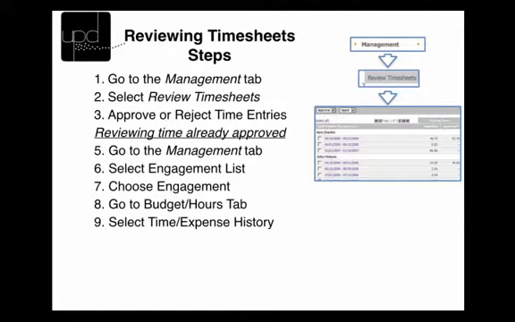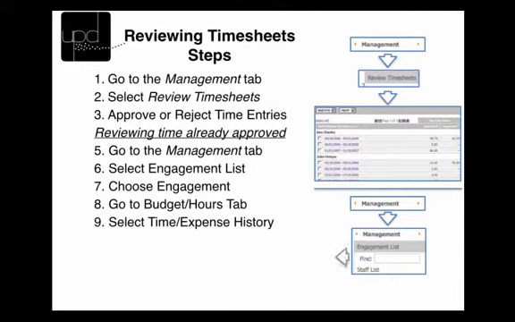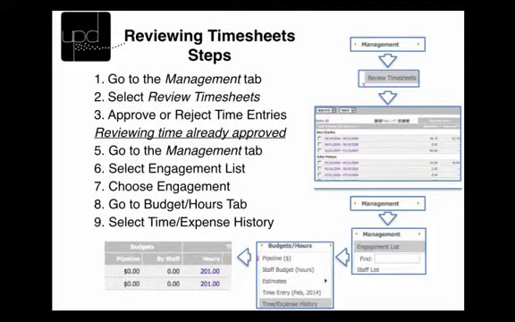Another way to access this menu and to see time that has already been approved, you go to the Management tab, select Engagement List, choose the engagement, go to the Budget/Hours tab, then select Time/Expense History. Within that, you'll see all the time entered into that project.